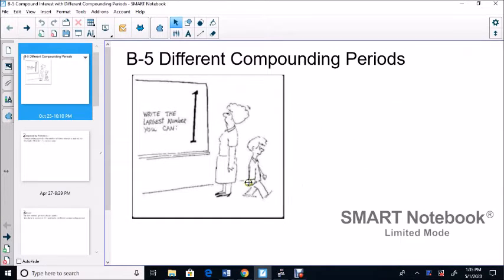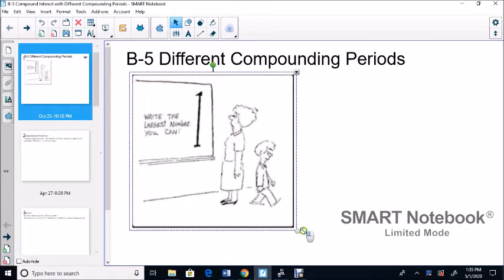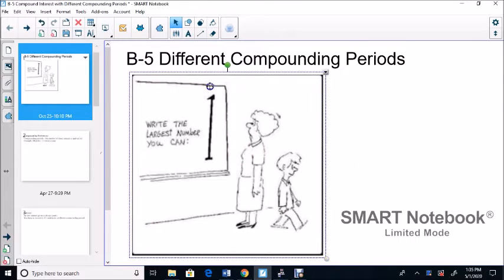So let's look at the joke of the day here. Write the largest number you can. Write the largest number. Oh, huge one.